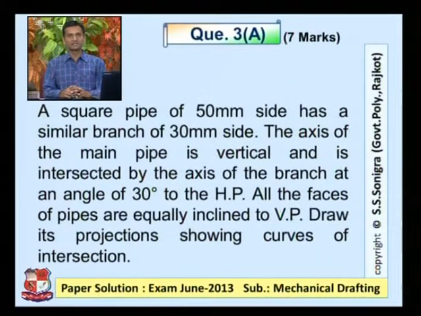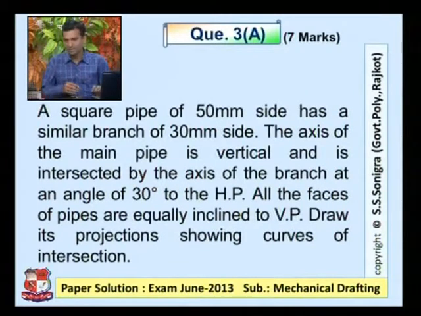One vertical pipe is given having 50 mm sides, so its front view and top view would appear as a rectangle and square, and another prism or another square pipe, that is square prism, which is the branch, makes an angle of 30 degree with HP, and all the faces of pipes are equally inclined to VP. In the square prism, all the sides make an equal angle with VP, means it makes an angle of 45 degree with XY line. Draw its projections showing curves of intersection.